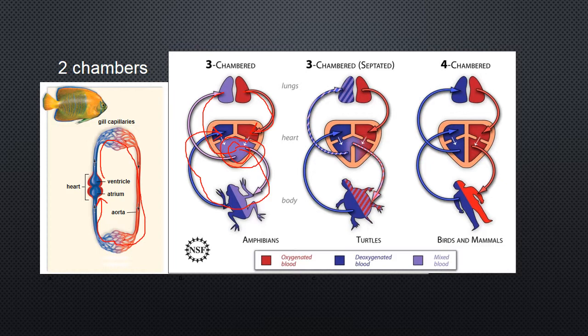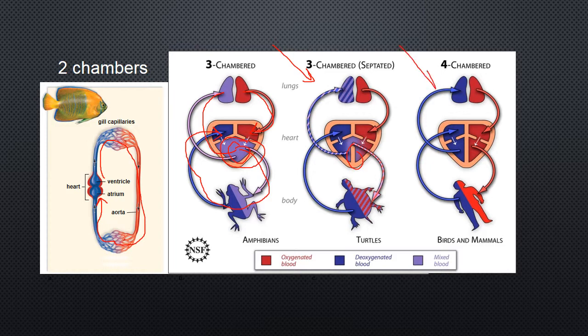When we move on to our reptiles, they have a 3-chambered heart that has a septum in the middle of its ventricle. Otherwise, it's the same process as the amphibians, but slightly less mixing of the oxygenated and deoxygenated blood.